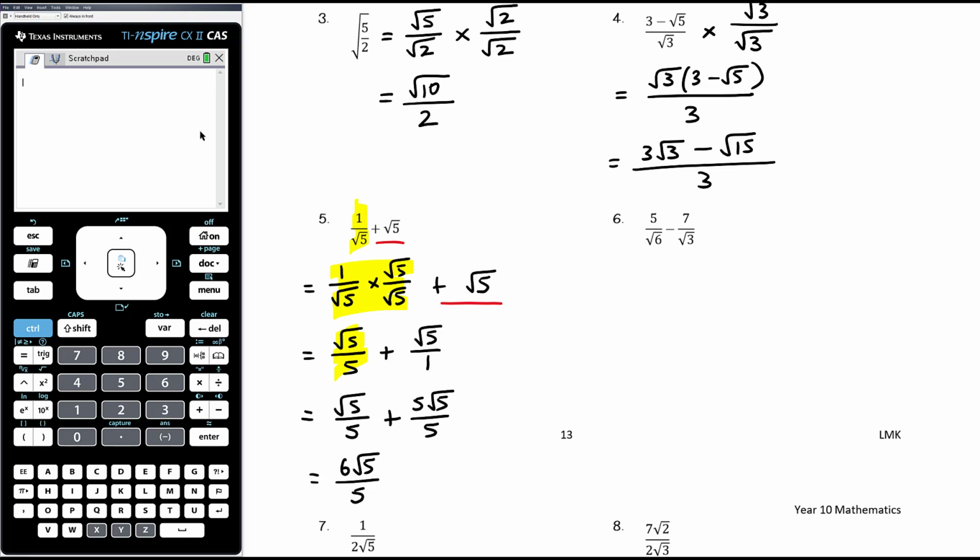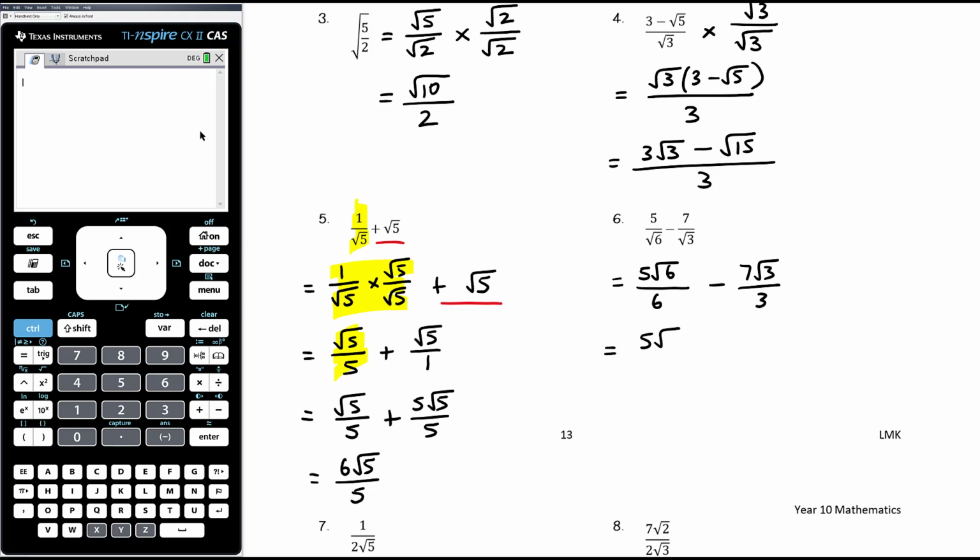Okay, example 6, so we've got surds in the denominator of both fractions here. Let's focus on rationalising those denominators. I'm going to just try and do it in one step here. The first fraction I'm going to multiply top and bottom by root 6, so that's going to be 5 root 6 over 6. And the second fraction I'm going to multiply top and bottom by root 3, so that's 7 root 3 on 3. Now that I've got rational denominators, it's easier to find a common denominator.